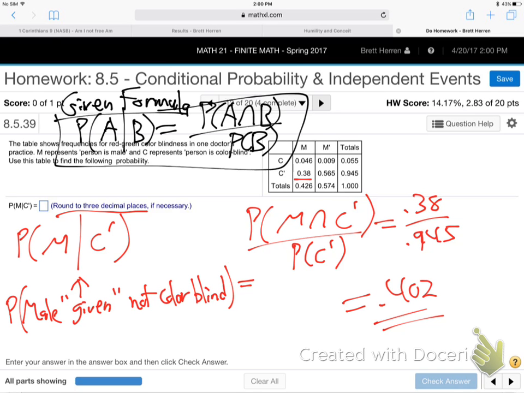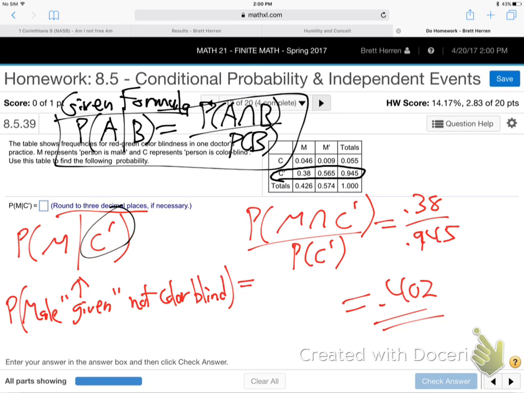So that's what we did. I took these two things, I did the intersection over the second one. But I wanted it to make sense too, not just be some math formula on a paper. Math always works better when it makes sense. Does that make sense? So look at the not colorblind people. 0.38 are male, 0.565 are female, right? As you look up there, take a look with me at the not colorblind group. Now, why am I focusing on that group? Because that's what I'm given.